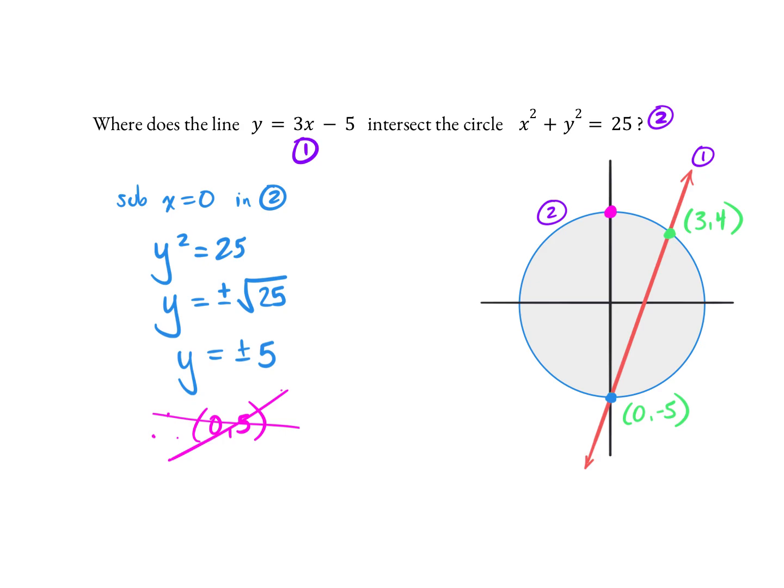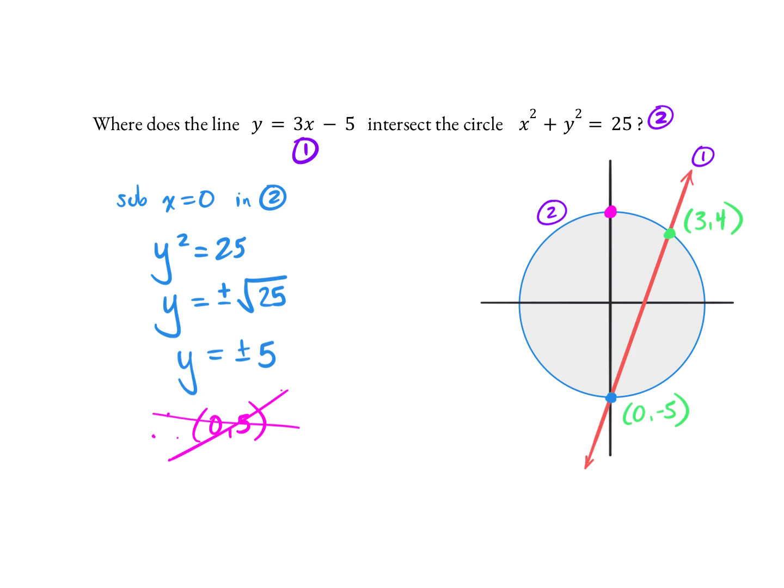So my advice to you, every time you have to sub back in, make sure you are subbing back into a function, something that's going to pass the vertical line test. And in this case, sub it back into your most simplified one. Sub it back into your line. That way you're going to guarantee that you only get points of intersection.